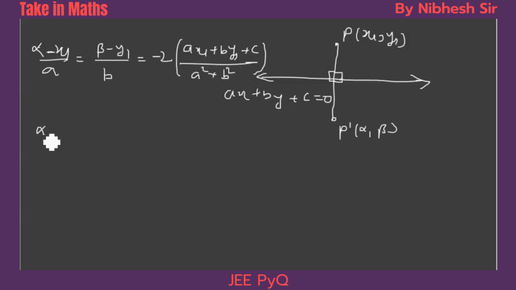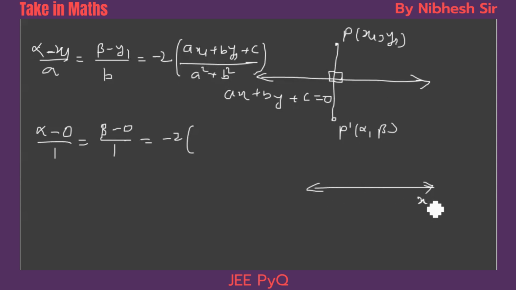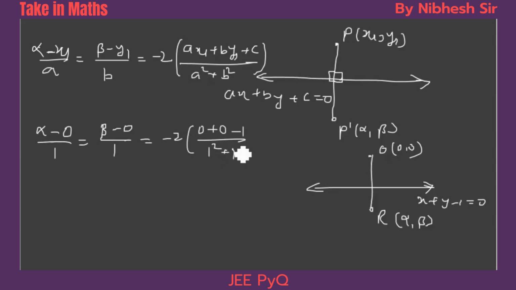Here, alpha minus x1 is alpha minus 0, and a is 1, and beta minus y1 and b is 1, and this is equal to minus 2. Putting the values in the equation: according to the question we have the line x plus y minus 1 equal to 0, and the point is the origin, basically (0, 0). We have to get the image of this point, which is R(alpha, beta). So putting the value (0, 0) for (x1, y1) in the equation, that is 0 plus 0 minus 1 divided by a square plus b square, so 1 square plus 1 square.